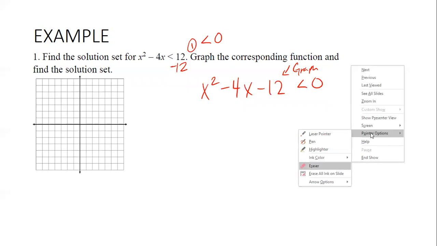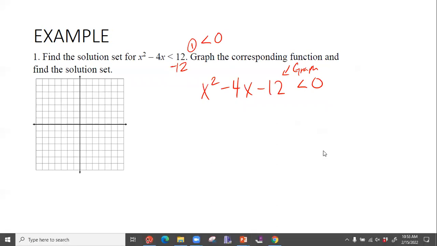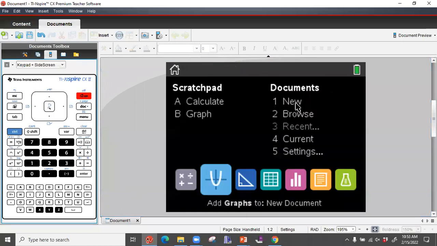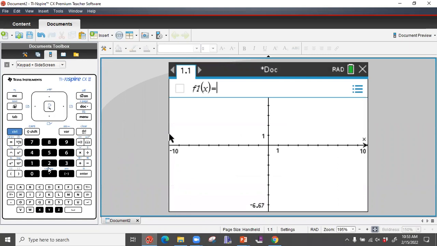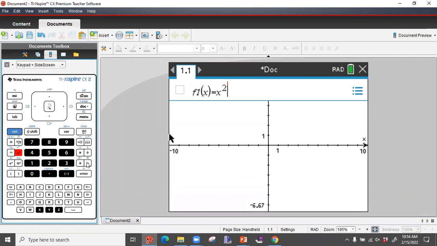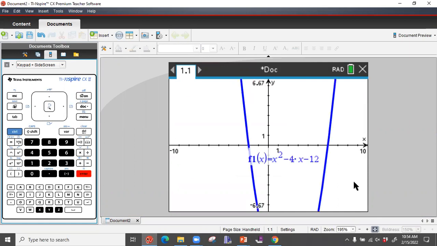Could you also do this by hand? Yes, because that's what we just learned, right? So I'm going to go to calculator. I'm going to start a new graph, and I'm going to put in, what was it? X squared minus 4x minus 12. And hit enter.